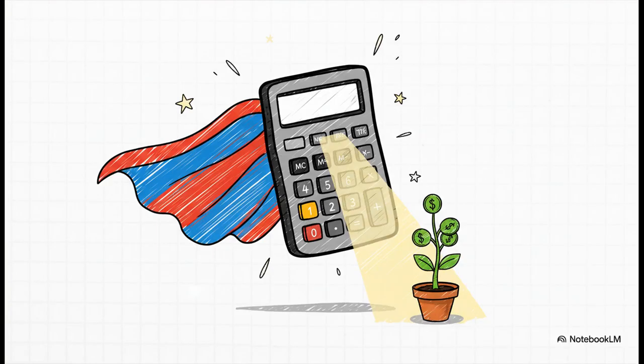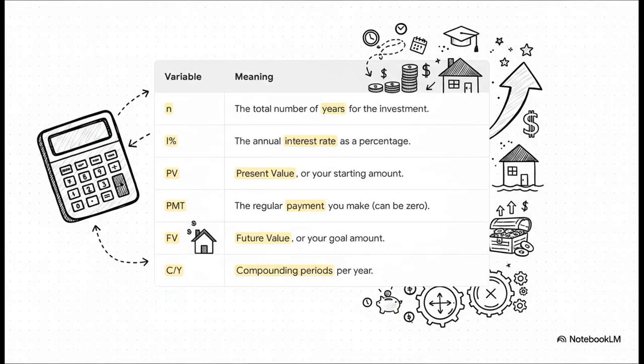All right, so your calculator has this awesome kind of secret weapon built right into it. It's called the Time Value of Money Solver, or you'll just see it as TVM. And this tool is a total game changer. Its whole job is to figure out how your money can grow over time, all thanks to the power of interest.